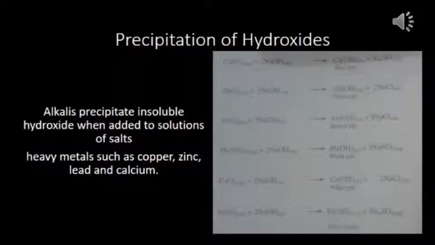When zinc chloride reacts with sodium hydroxide, it will produce a white precipitate. Similarly, when iron chloride reacts with sodium hydroxide, it will produce a brown precipitate. When lead salt reacts with sodium hydroxide, it will produce a white precipitate. Calcium chloride reacting with the base produces a white precipitate, and when iron sulfate reacts with sodium hydroxide, it will produce a dirty green color. So according to these colors, we can differentiate between different precipitates of hydroxides.